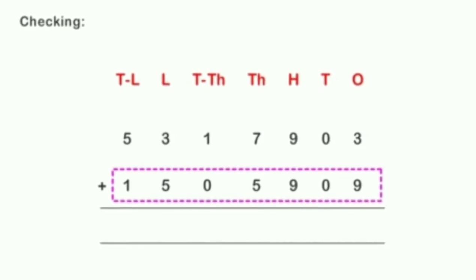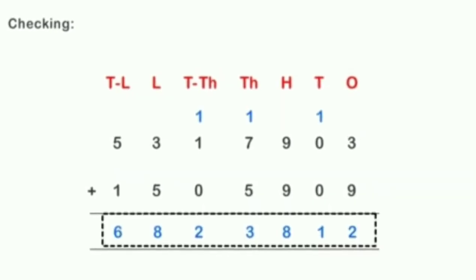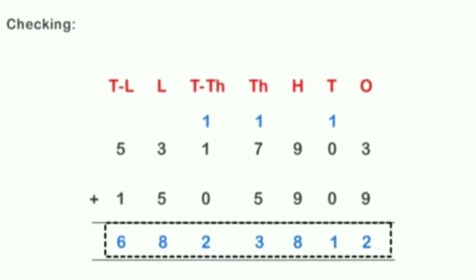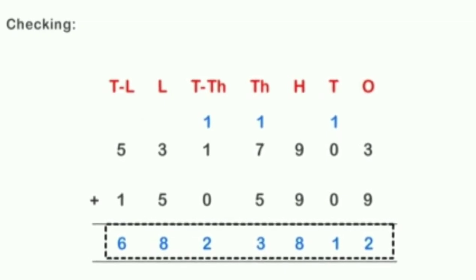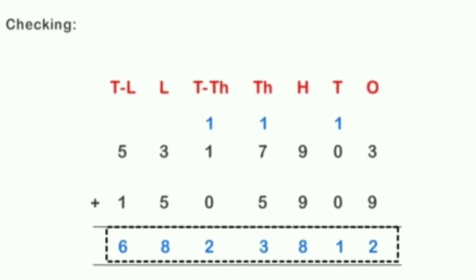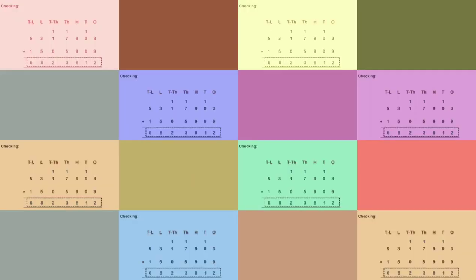Let's check. Here the subtrahend is 53,17,903 and the difference we get is 15,05,909. So, we carry out its addition. After carrying out the addition, we get the answer as 68,23,812, which is the same as the minuend that we had taken earlier. So, this shows how to carry out the checking of a subtraction. After this, let's move on to our next concept.